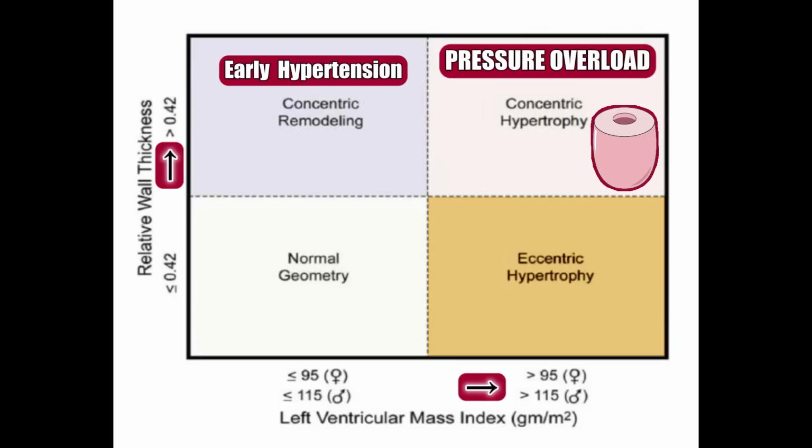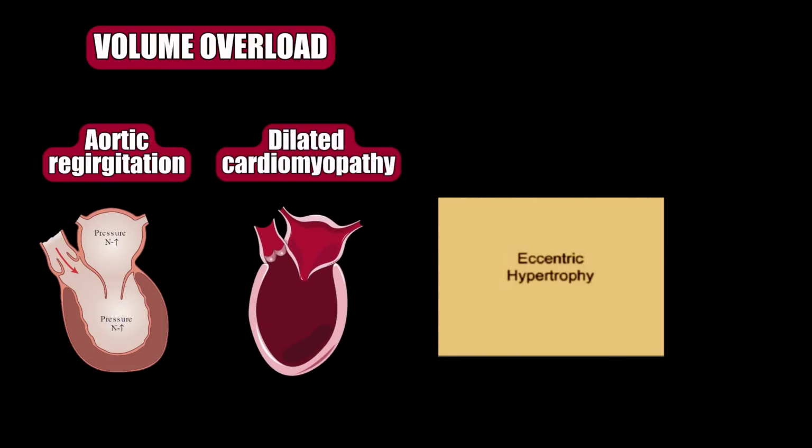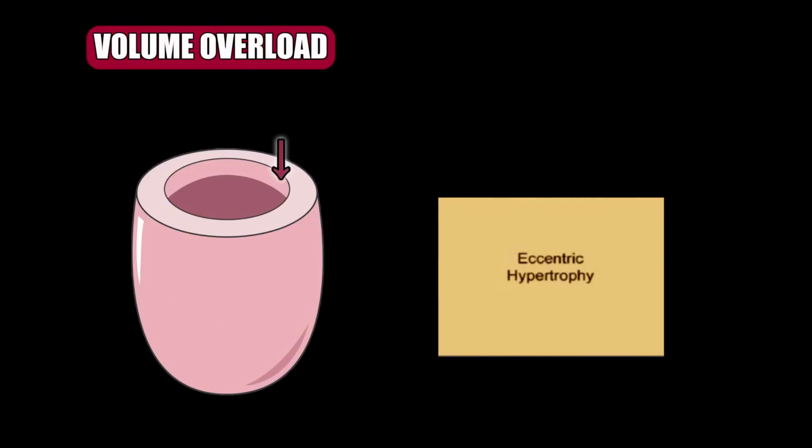And when the left ventricular mass index increases, but relative wall thickness remains in the normal range, it is called eccentric hypertrophy. Usual reason for this is volume overload of the left ventricle, like in the case of aortic regurgitation or dilated cardiomyopathy. In case of eccentric hypertrophy, the left ventricle dilates, while the wall thickness increases proportionally.